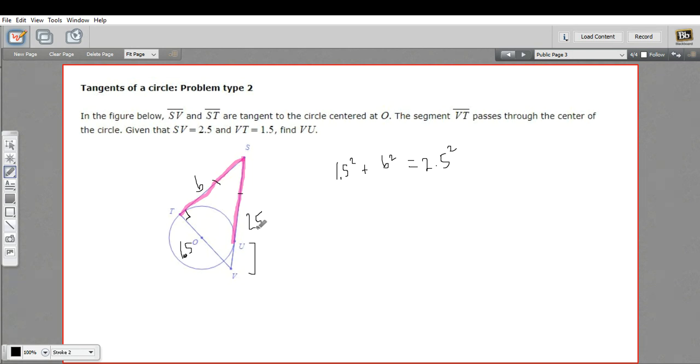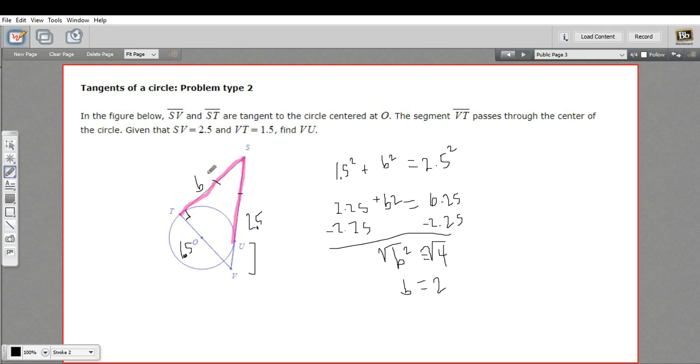All right, so let's do some math here. I'm going to square these numbers. So 1.5 squared is 2.25 plus b squared. And 2.5 squared is 6.25. And now we'll subtract 2.25 from both sides. Math comes out nicely here. So we have b squared left on this side, and we just have 4 on this side. So b, after we take the square root of both sides, would be 2.